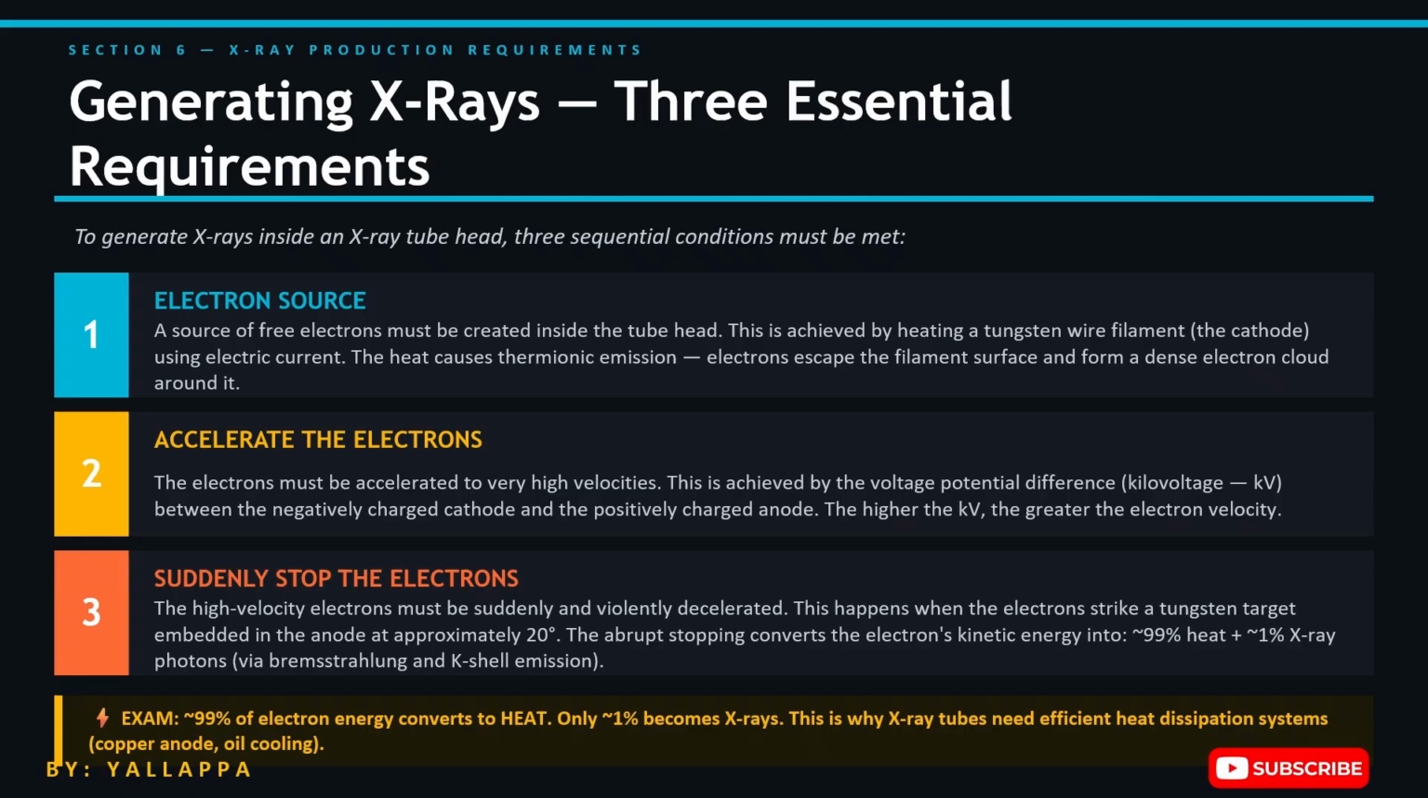That explains why X-ray tube design places such enormous importance on heat management. The target material, anode construction, cooling system, and operating limits all exist because the tube must survive this extreme energy conversion process. So, if you are asked how an X-ray tube produces radiation, think of the sequence. Create electrons. Accelerate electrons. Suddenly decelerate electrons. That is the basic mechanism.